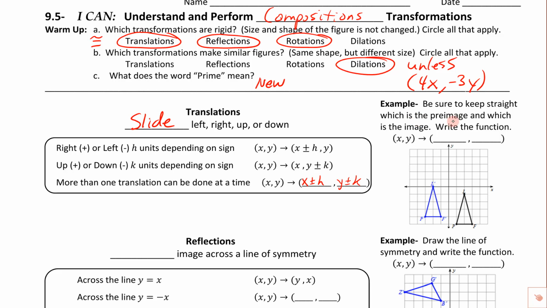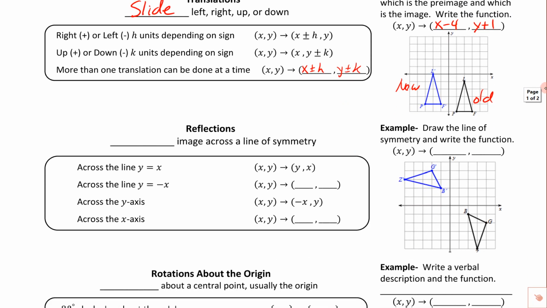So be sure to keep straight which is the pre-image and which is the image. So I'm going to write this down. I'm going to write down new here, and I'm going to write down, whoops, other way around. This is the old one, and you can tell because this doesn't have the prime notation on it. This one does. So this one is the new one, and we want to write down the rule here. So you notice the shape is exactly the same. All that happened is they slid this L over to the left and then up. So let's count how far it went to the left. 1, 2, 3, 4 units to the left, and then up 1 unit. So that means they're going to take each x coordinate and subtract 4 from it. That would move it to the left. And then they're going to take each y coordinate and move it up 1. So that's going to be plus 1. So that's an example of a translation, a slide.